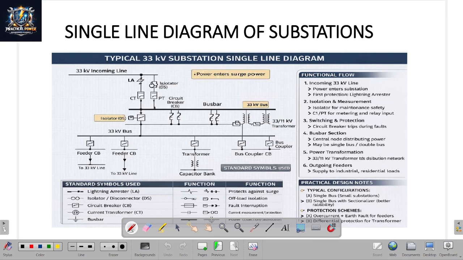So this is all about the single line diagram of the substation. The single line diagram of all other substations can be drawn in a similar way, but our focus is only on 33 kV and 11 kV substations, and on that we'll discuss every factor of these substations in depth in our incoming classes.